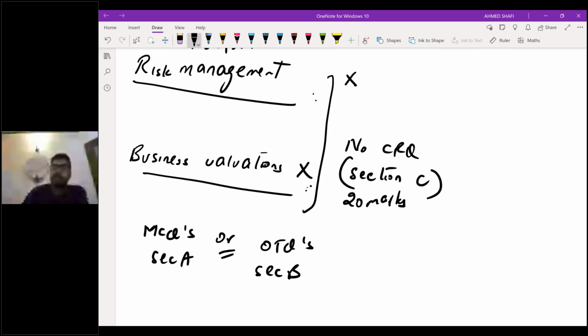Okay, so in today's class, it entirely depends on whether we have sufficient time or not. My plan is that we'll be doing two OTQs, objective type questions, section B questions from risk management, and similarly two OTQs from business valuations, so that you get some know-how regarding these two topics.